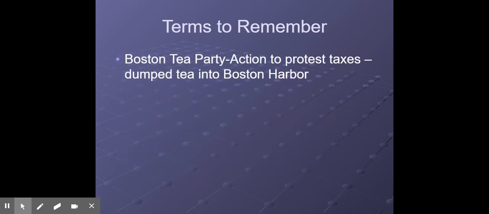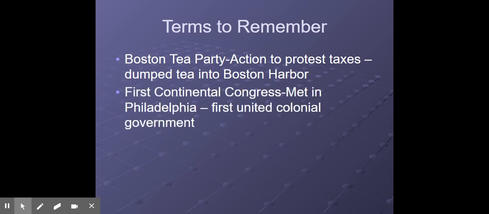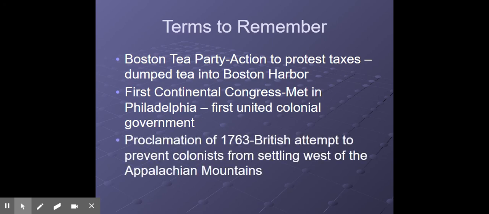Then don't forget about the Boston Tea Party. That's the action to protest the taxes where tea is dumped into Boston Harbor. You've got the First Continental Congress, which is our first attempt at a united colonial government. It met in Philadelphia in 1774 in response to the Intolerable Acts, and they said they would meet again in 1775 if Britain does not meet our demands and does not listen to us. And then, of course, you've got the Proclamation of 1763, which was Britain's attempt to prevent us from settling west in the Appalachian Mountains, and was one of the first events to get us on this road to revolution.